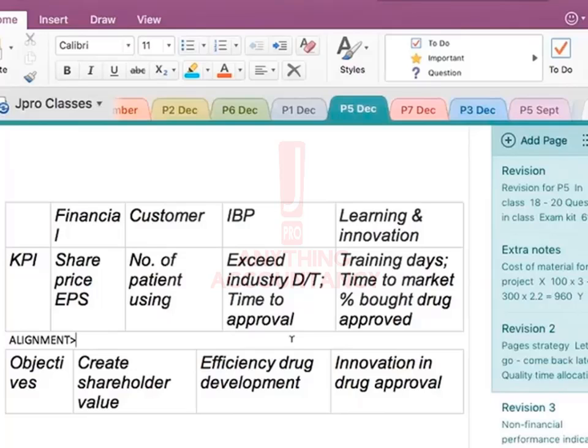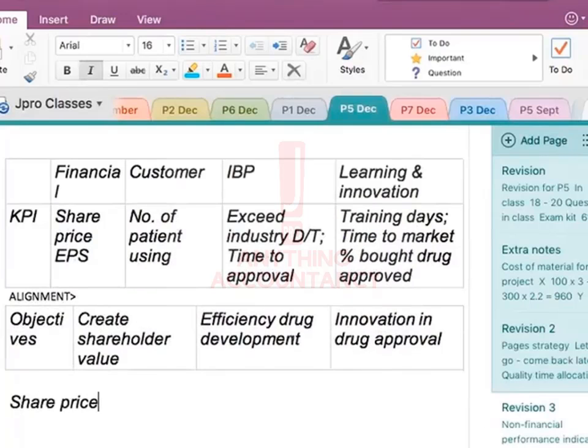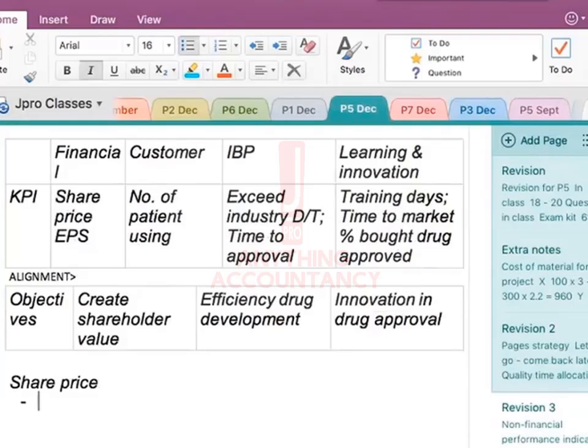For example, share price, shareholder value. What do you think? Agree, disagree? So let's go one by one now. Share price. Does it lead to shareholder value? Well, first part is non-controllable. Some more?